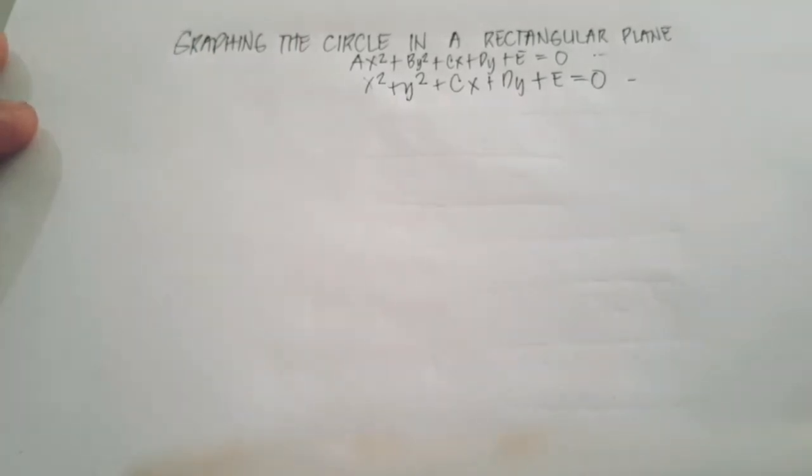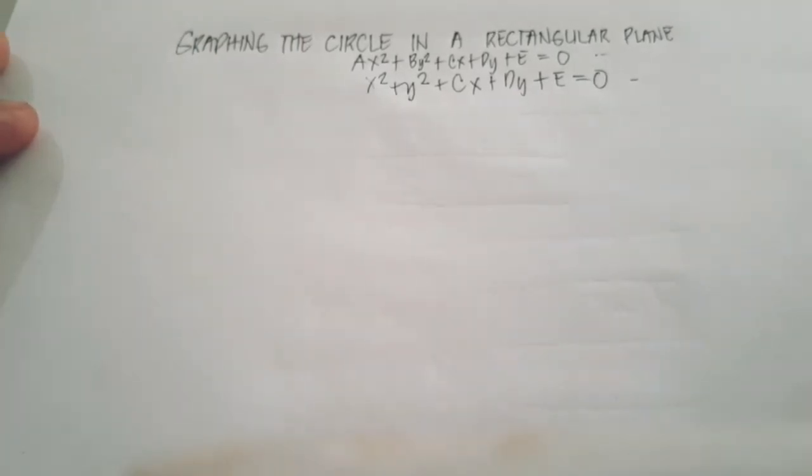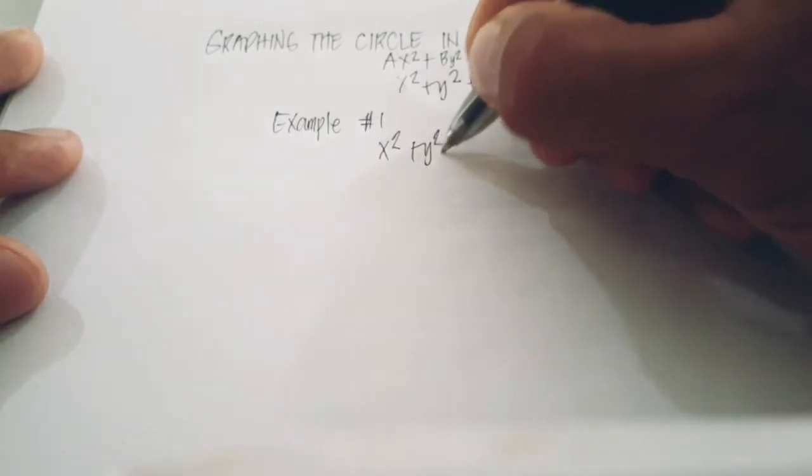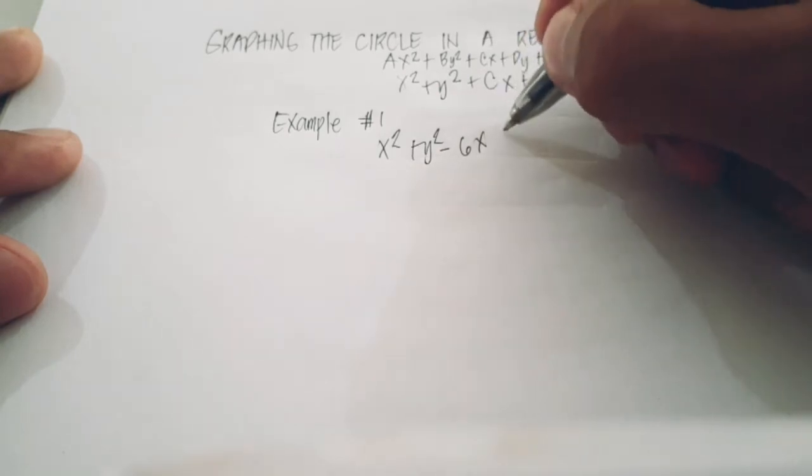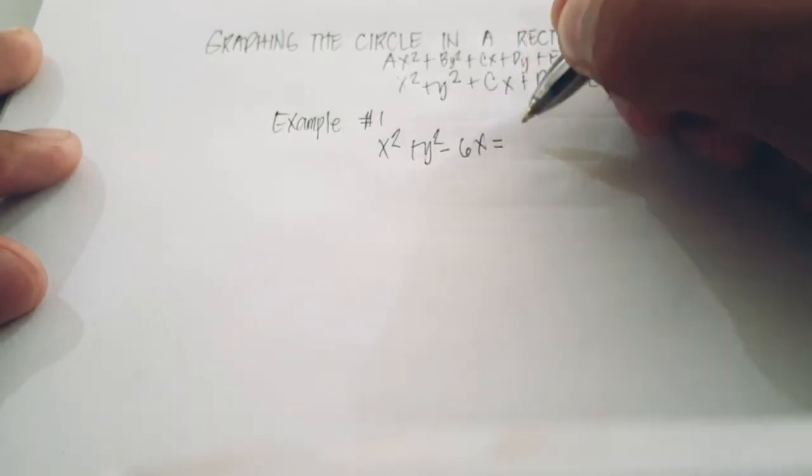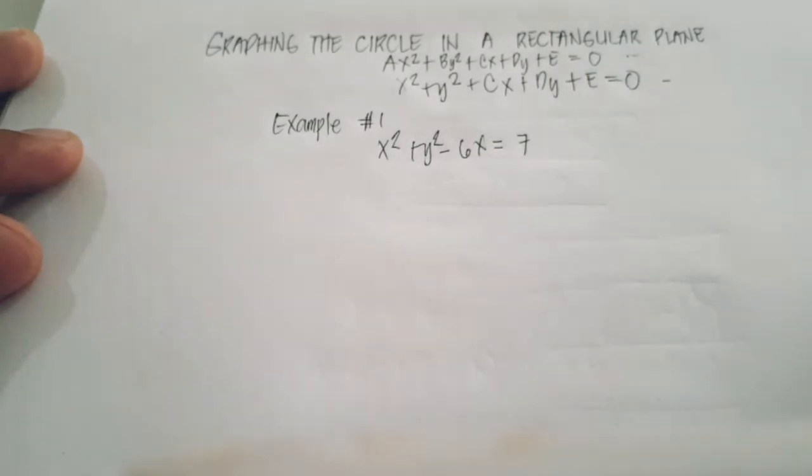Okay, so let's have an example. Identify the center and the radius of the circle with the given equation in each item. Sketch its graph and indicate the center. So for example, example number 1: x squared plus y squared minus 6x equals 7.